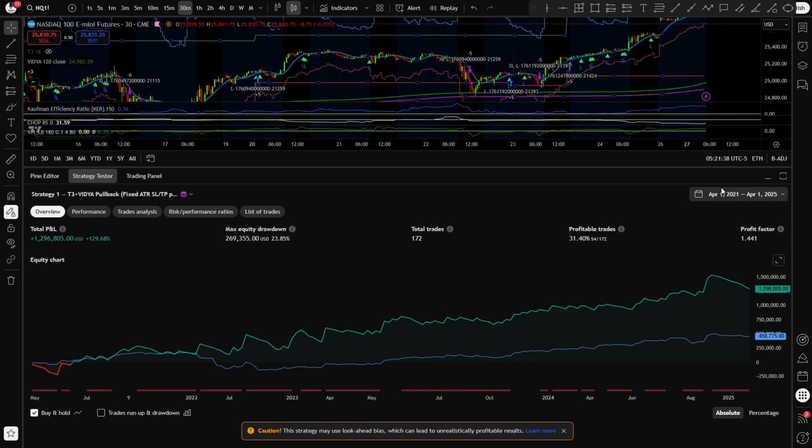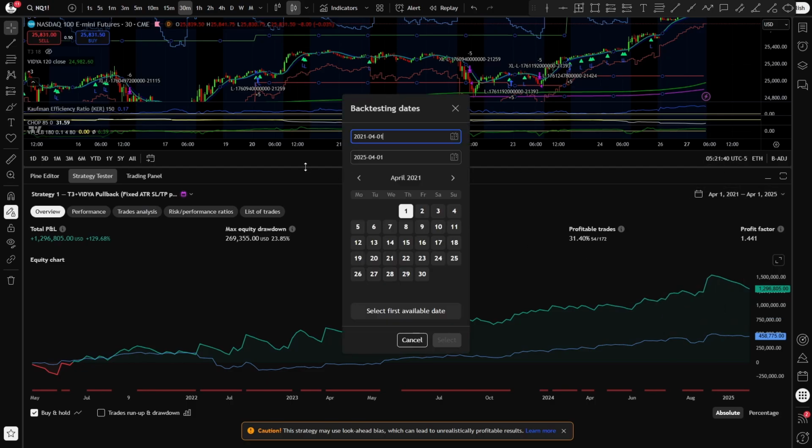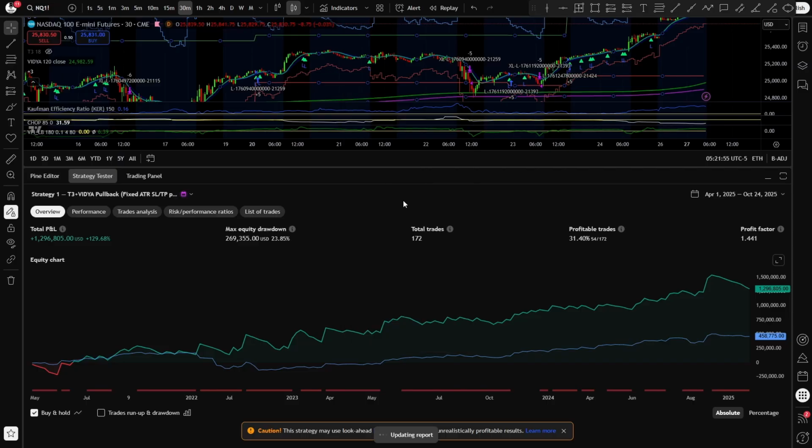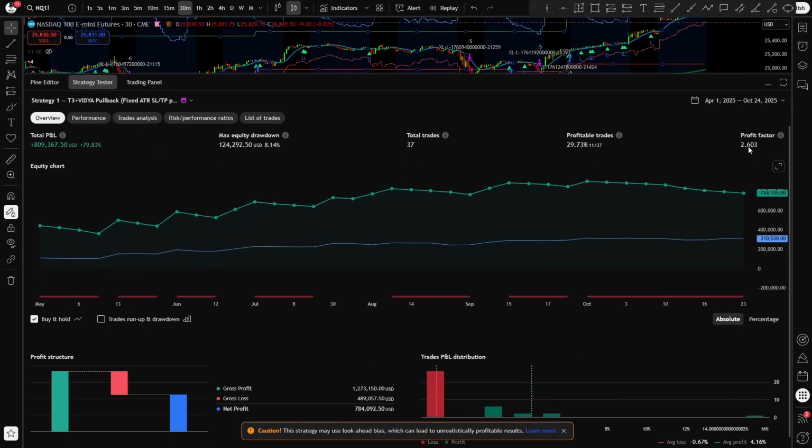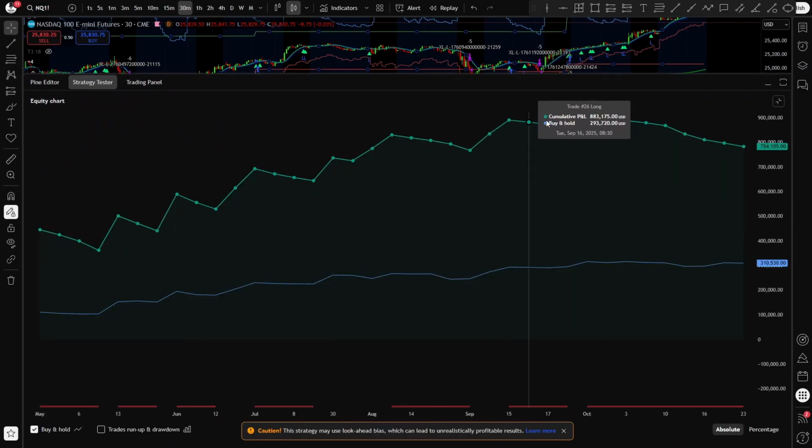Now again, let's take a look at the after optimization date backtest results. So the start date will be 2025, 1st of April, and the end date 2025, the 24th of October. And here are the results. The strategy equity curve easily outperformed the buy and hold.